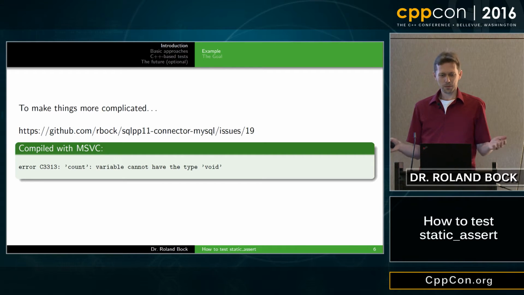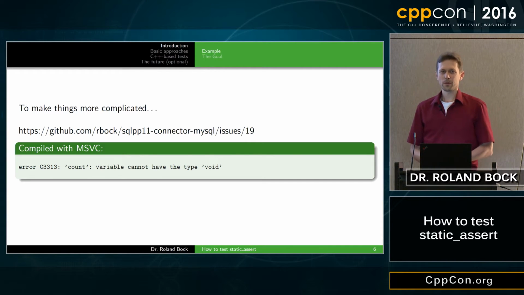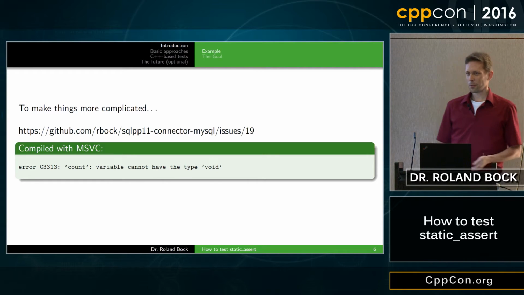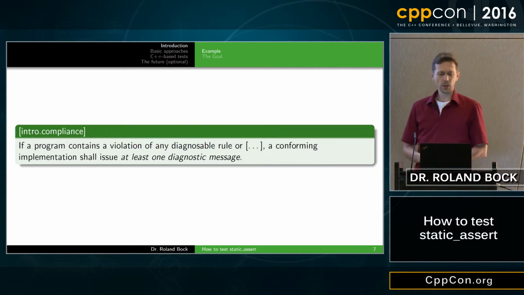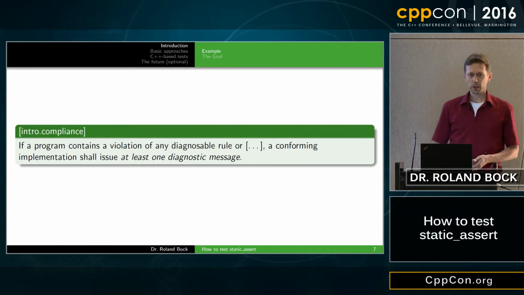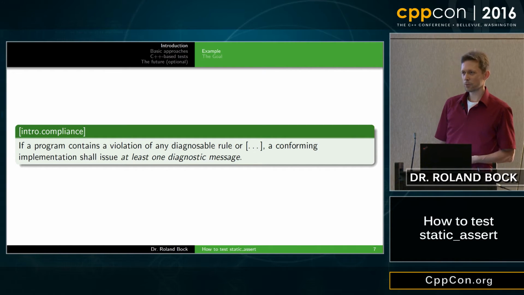And I didn't believe that, and my first reaction was, please show me the full error message. But this is, in fact, the full error message. That is everything you get from the same code, with the same conditions, only a different compiler. So the static assert is gone. And this is perfectly legal because the standard says, if a program contains a violation of any diagnosable rule, blah, blah, blah, a conforming implementation, that is the compiler, shall issue at least one diagnostic message. Well, yeah, so it's legal.